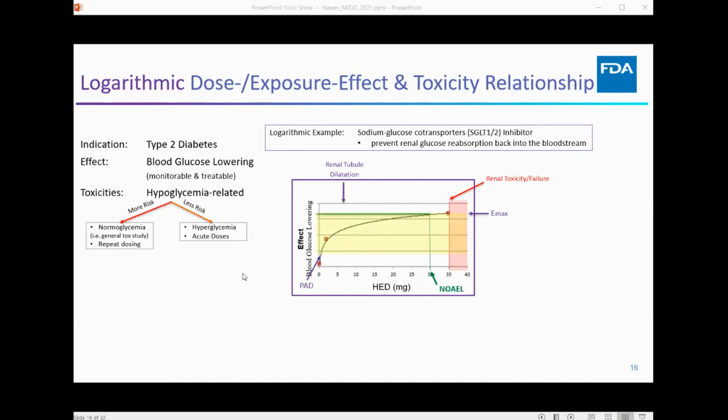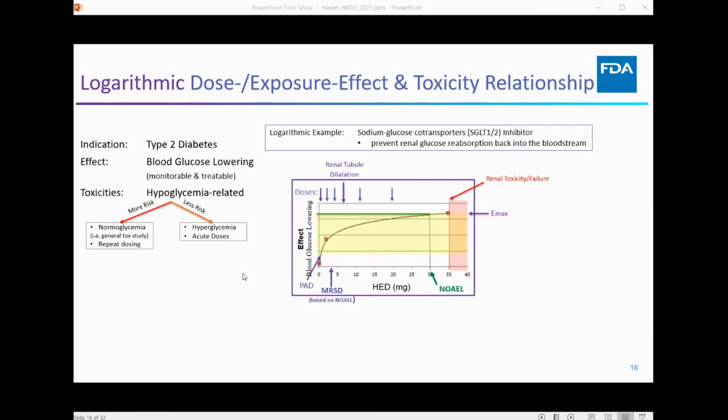In this example, the calculated MRHD, which would be based on 1/10 of the NOAEL, is actually higher. So let me restate that. The calculated MRHD, which is based on 1/10 the NOAEL, is actually higher than the PAD. Thus, this would be an example where it would be more appropriate to determine the MRHD, maximum recommended starting dose, based on the anticipated PAD, which of course comes from the MNS.